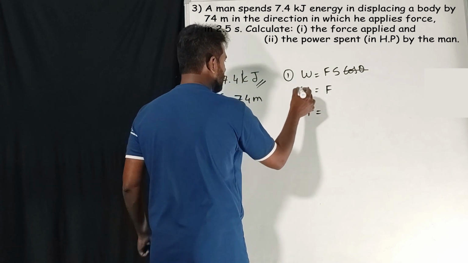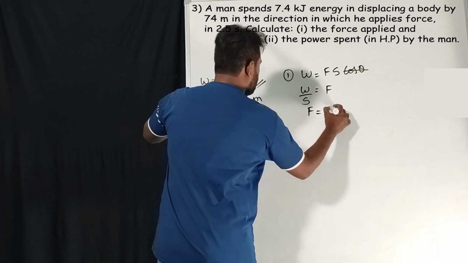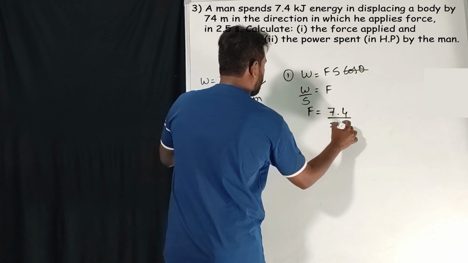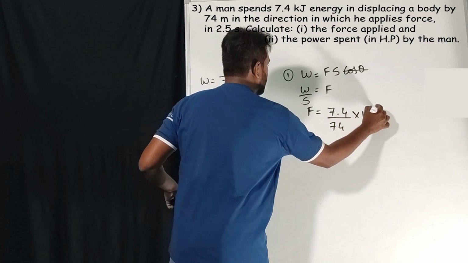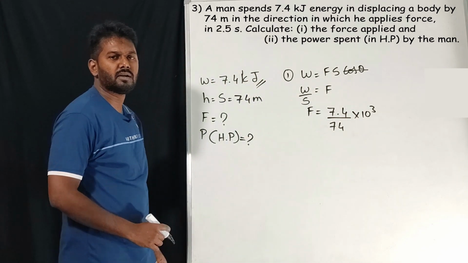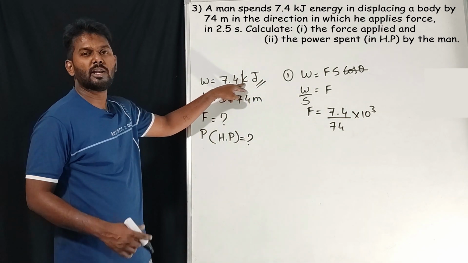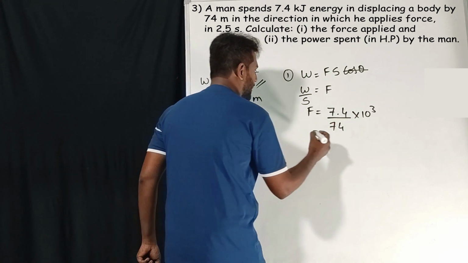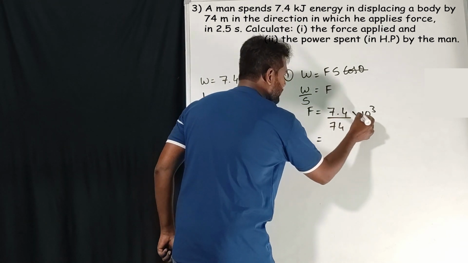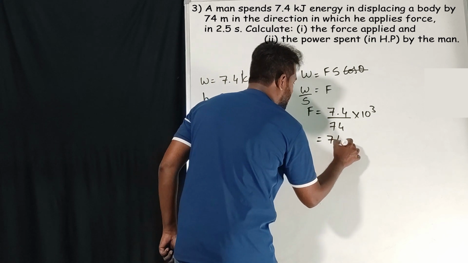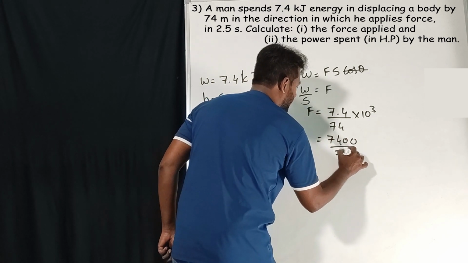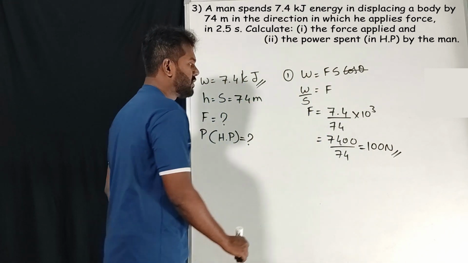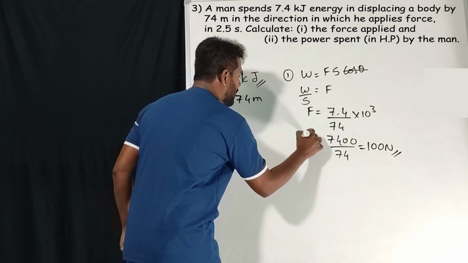So F is equal to, what is the value of W? That is 7.4 into 10 power 3 divided by 74. Why have I written 10 power 3? K, kilo. Kilo means 1000. 1000 we can write as 10 power 3. If we simplify it, 7.4 into 1000, that is 7400 divided by 74. That is nothing but 100 Newton. So we found the value of F.